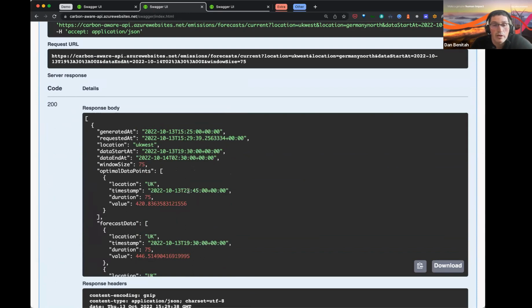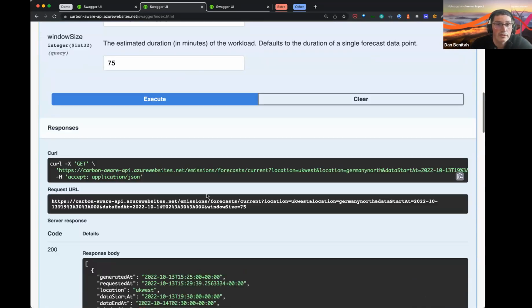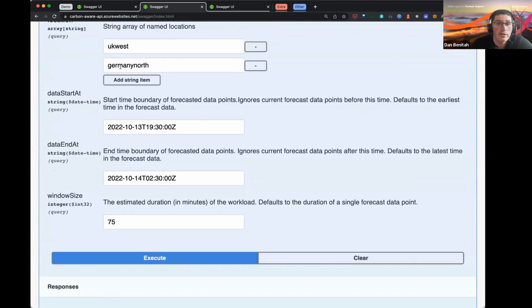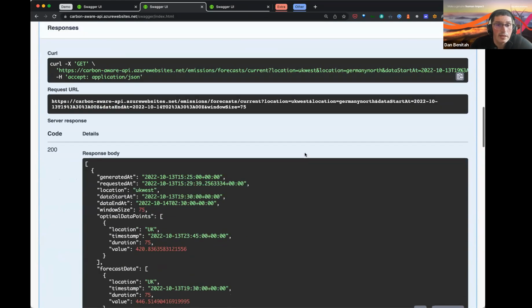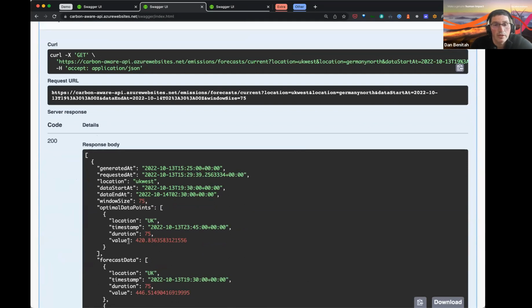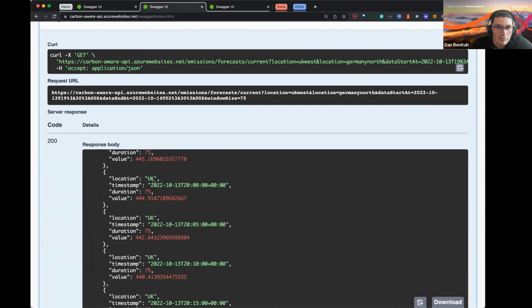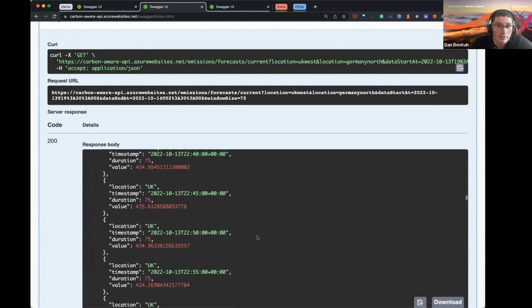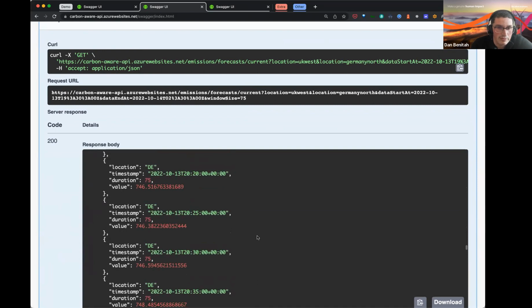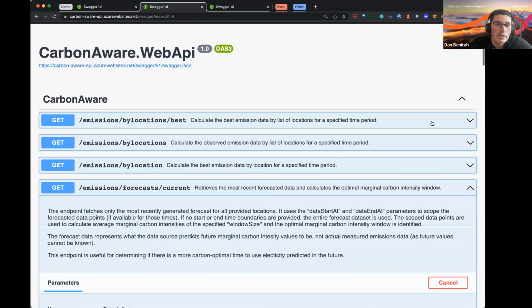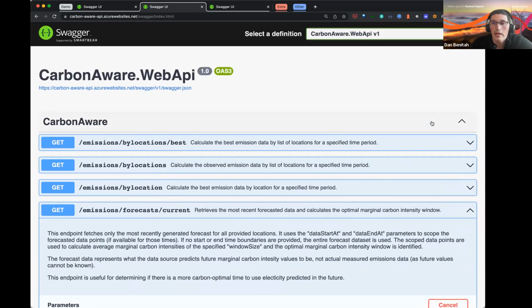So in this case, if you were thinking about what's going to happen in the future, when is the best time to do this between UK West and Germany North, in that time slot you would probably want to go for UK with a rating of 420.83 grams per kilowatt hour. If we look through the data, you can see that the ratings are very varied, and they go from 400 to, I think in Germany, like 750 or something like that. So the idea is that you get that very quickly.